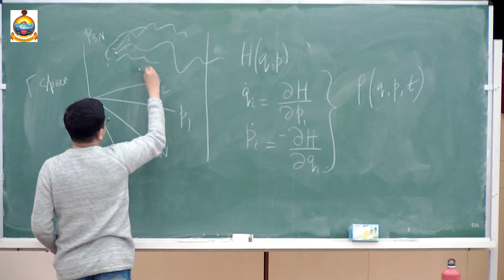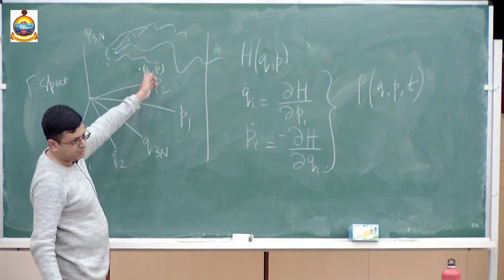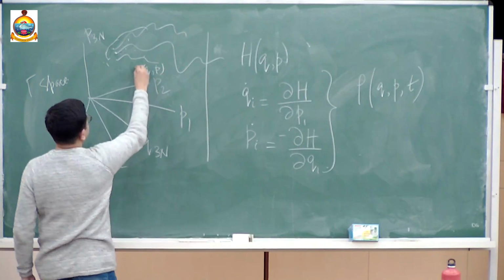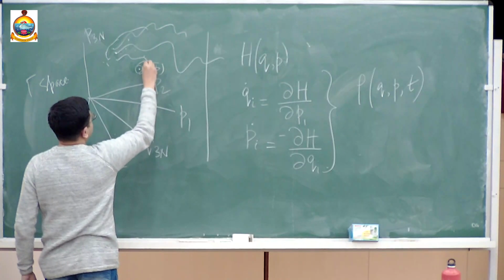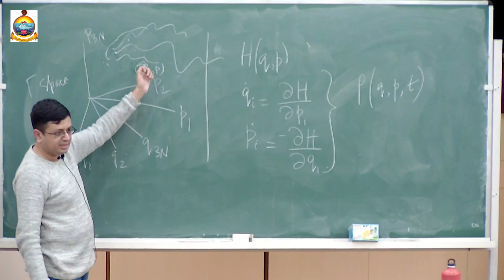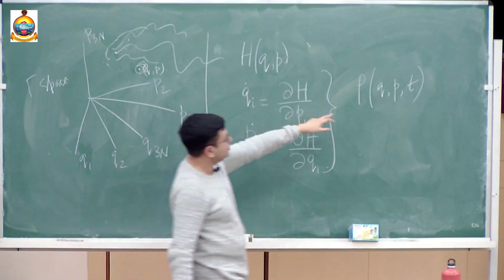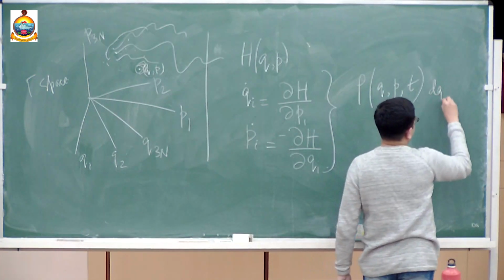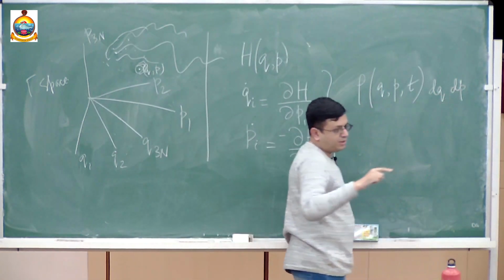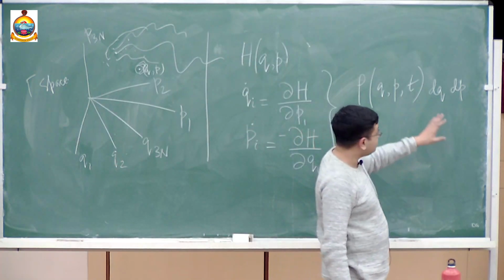What I do is that I go to a point that has coordinates q, p, I mean the full set q1, q2, p1, and I just draw a small volume element around it, and I ask how many points are there in that volume element. By definition that is equal to rho(q, p, t) dq dp, where dq means dq1 dq2 up to dq3 and dp1 dp2 up to dp3.